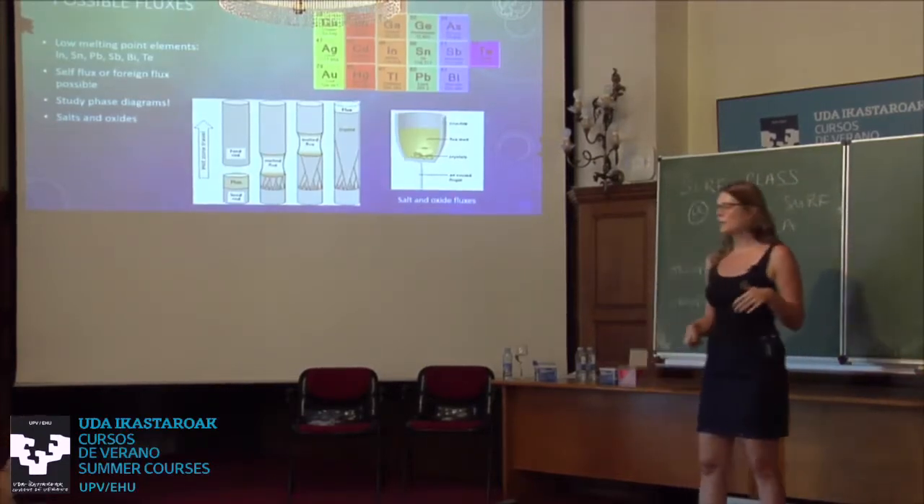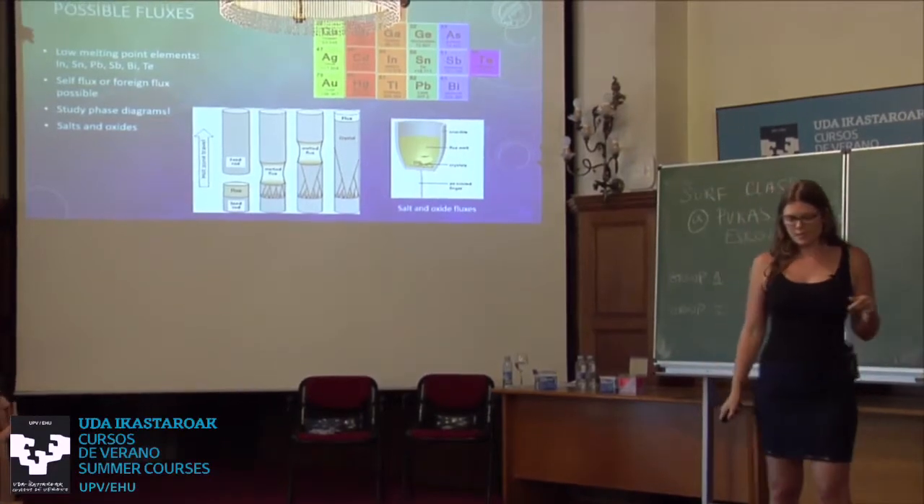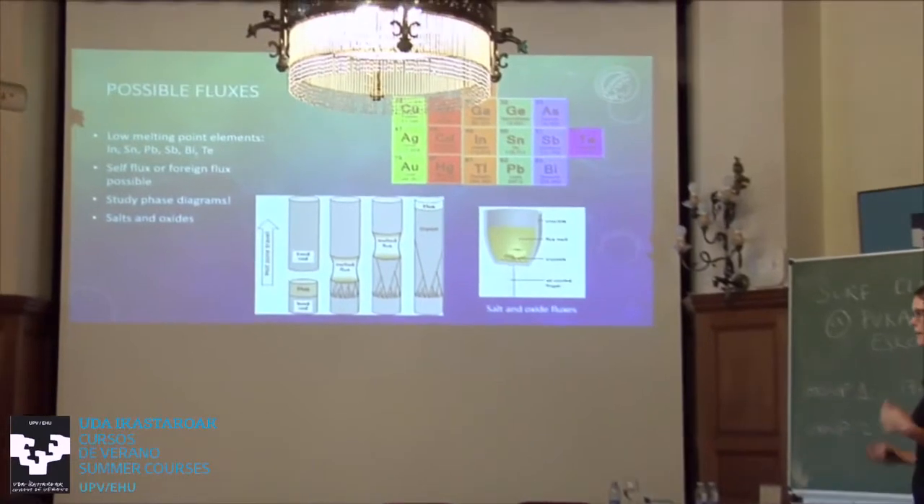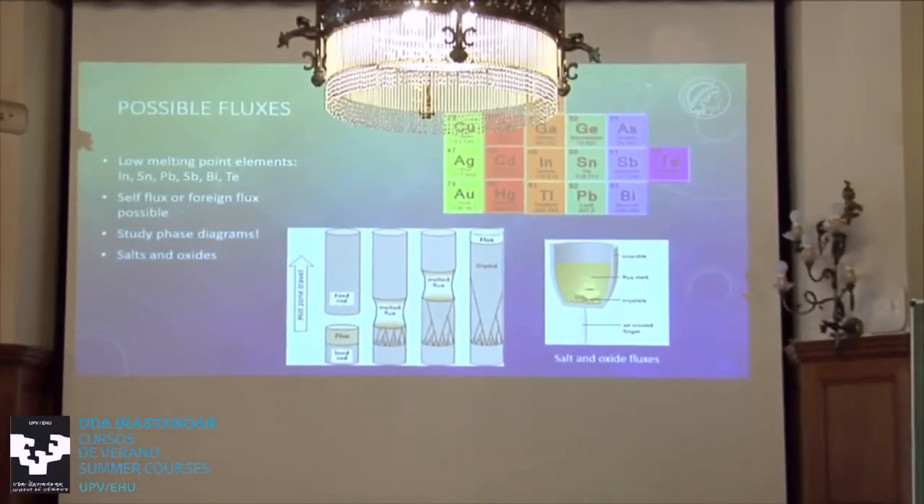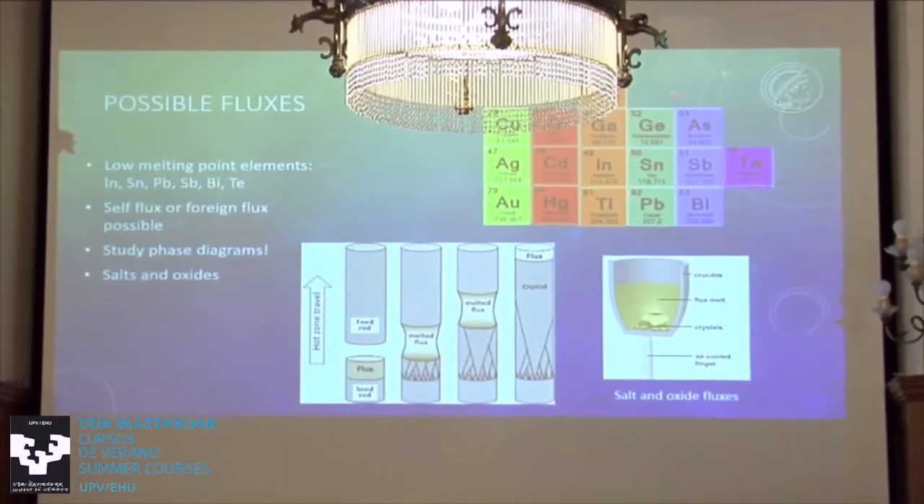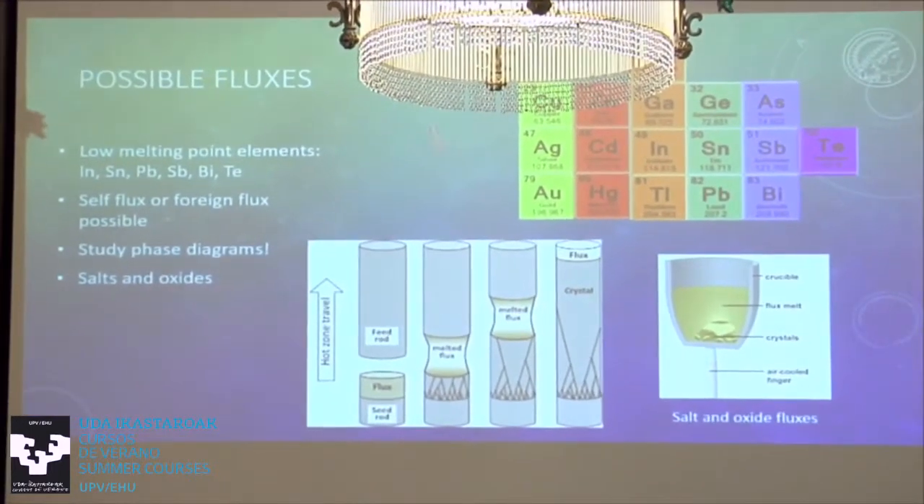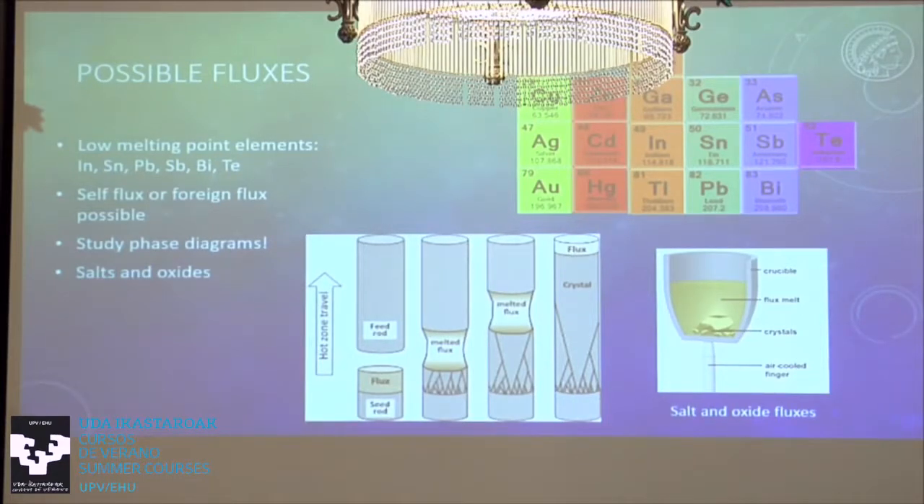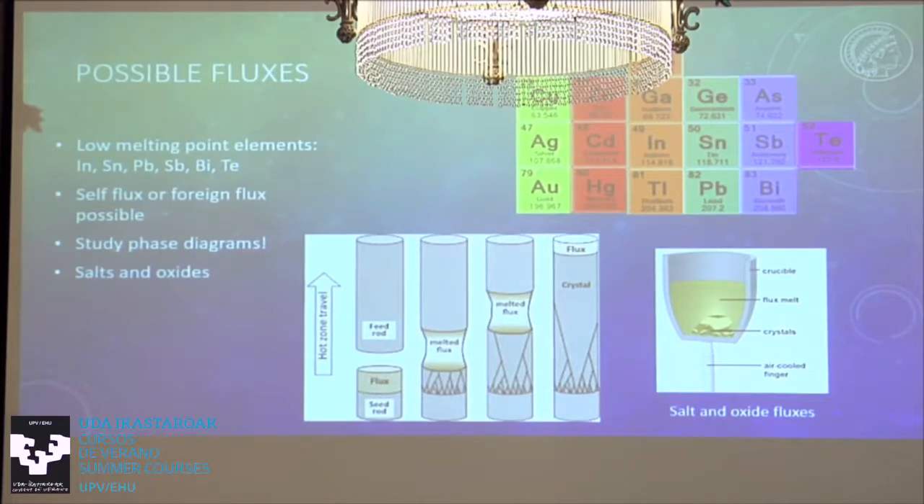So what can you use as a flux? There are different ways of flux growth. You can either use an element as a flux, like I gave with the example with tungsten telluride, where you use tellurium. And for those, you can use all those low melting elements, which are those ones in the periodic table. So those are all elements that have a low melting point, and you can use it as a liquid. And so, of course, you can grow phases which contain one of those elements from them.